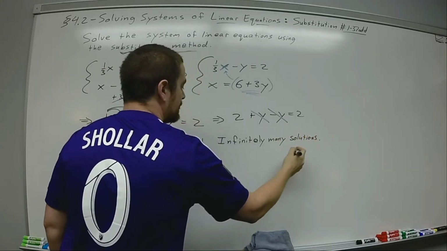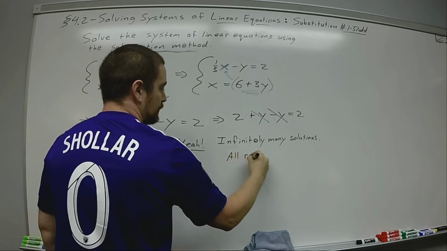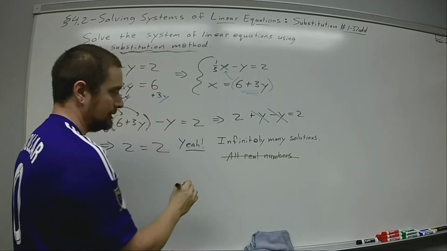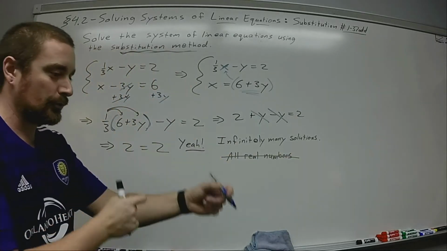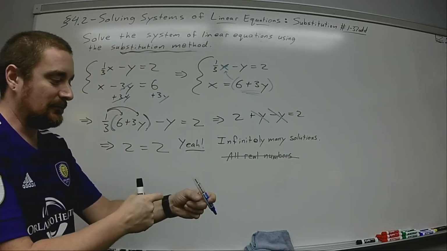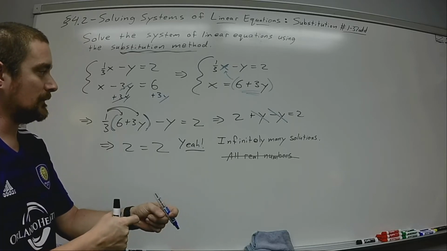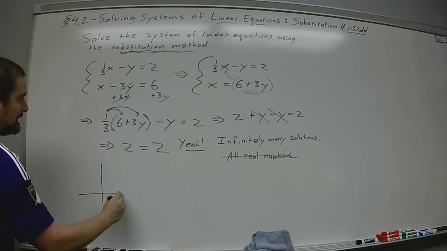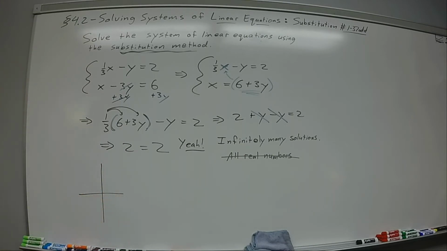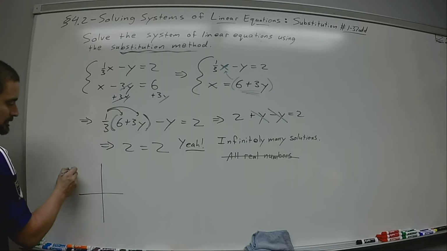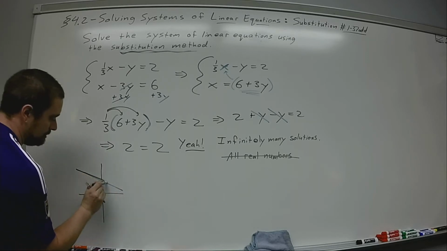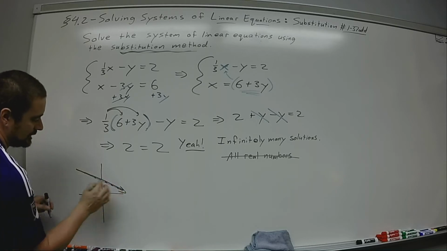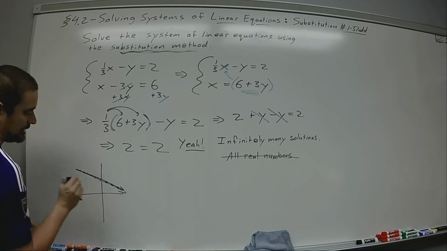But what we don't want to say is all real numbers, because we're not talking about a number anymore. We're talking about an ordered pair. They're two specific numbers that have to be related to each other. When we see this case of infinitely many solutions, that means that our two lines are one and the same. They overlap each other so that all the points on the first line are the same as all the points on the second line.